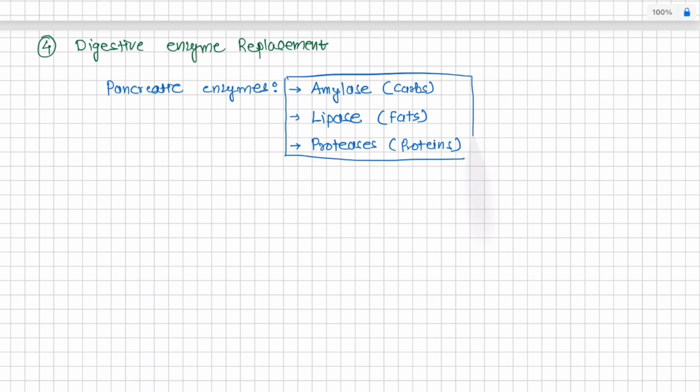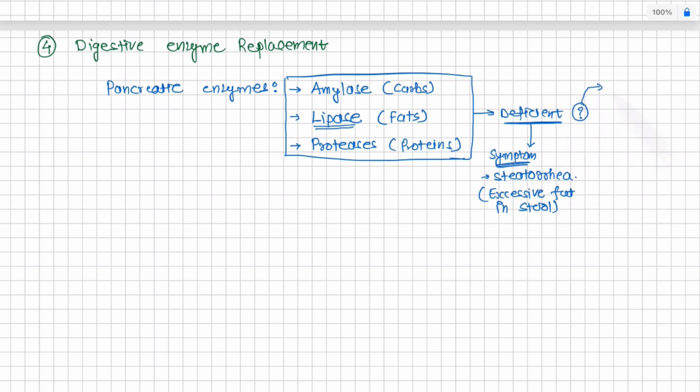When these enzymes are deficient, which happens in various pancreatic diseases, the most notable symptom is steatorrhea. This is a condition where there is excessive fat in the stool because lipase is not available to digest dietary fats properly. What causes pancreatic enzyme deficiency? There are three main causes.